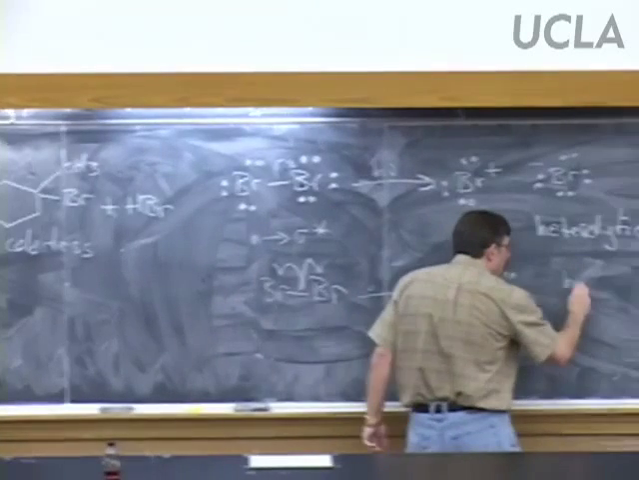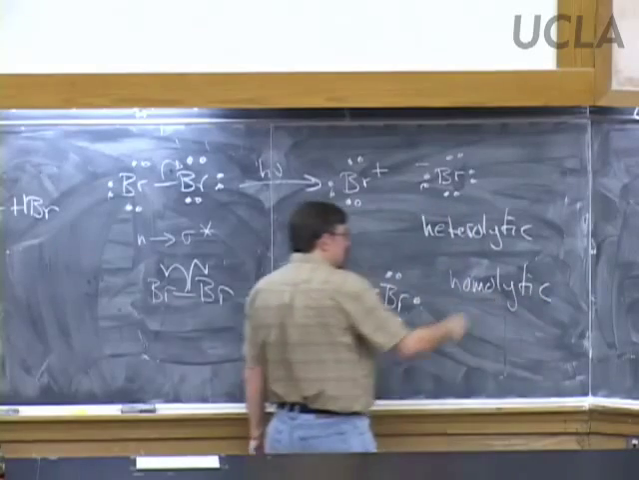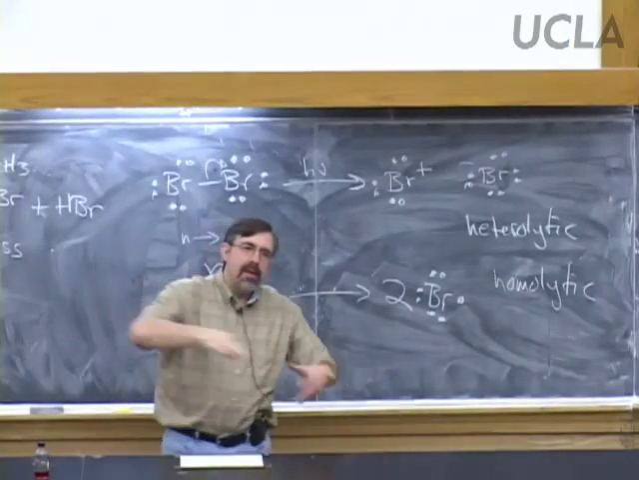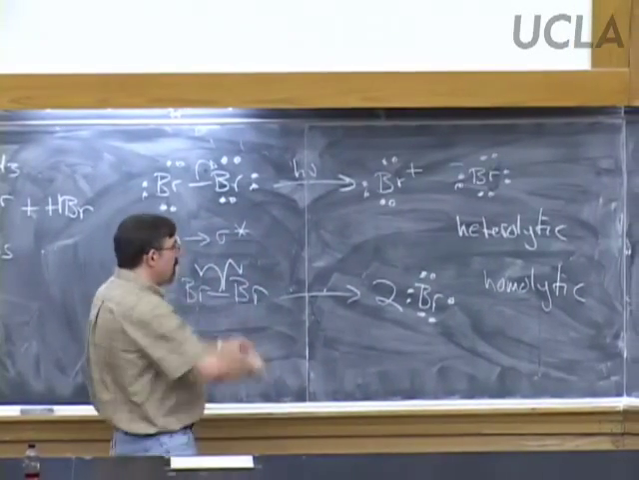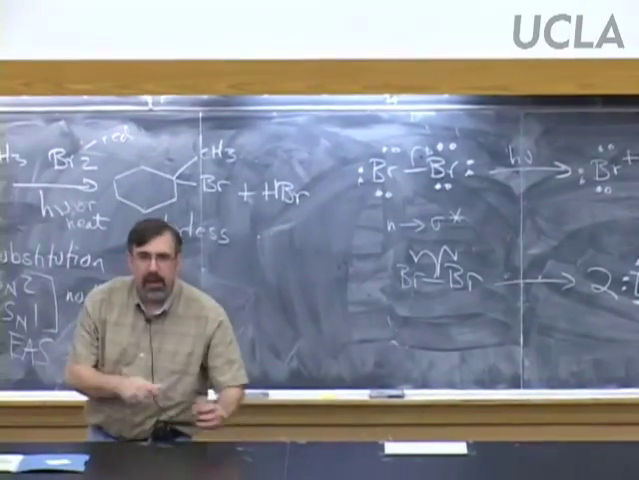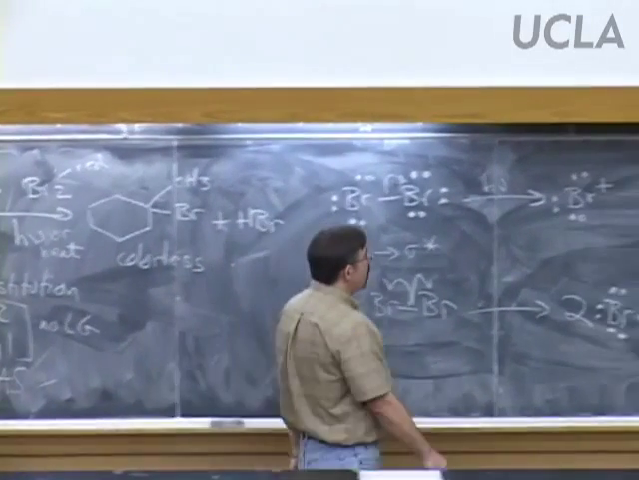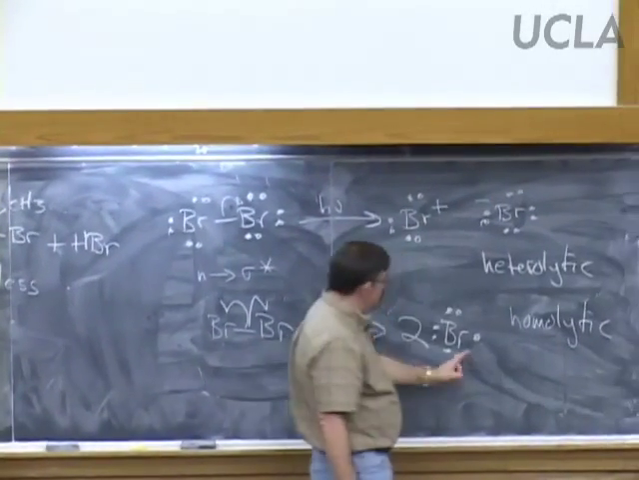We call this homolytic cleavage. Lysis, of course, breaking, and homo meaning even, the same. So we're breaking the electrons so each gets the same. Which do you think is preferred? If you're a bromine atom, would you rather have a positive charge, a negative charge, or be neutral?